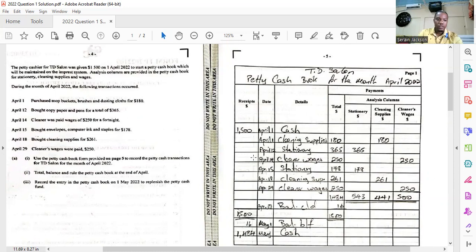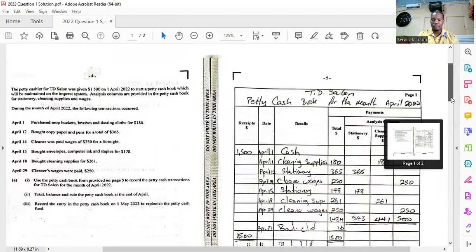April 14, cleaner was paid wages. So obviously there is an analysis column for cleaner's wages, and you just put the information there. April 15, bought envelopes, that's stationery, just the same. You would put the figure on the stationery and also in the totals column. April 18, bought cleaning supplies for $261. April 29, cleaner wages were paid $250, and you put in that information. So right off the bat, you would have gotten a lot of marks already. This is 9 marks, and you would have gotten most of the marks already.